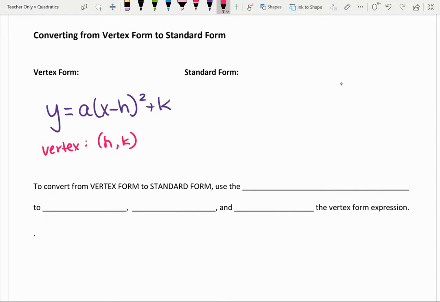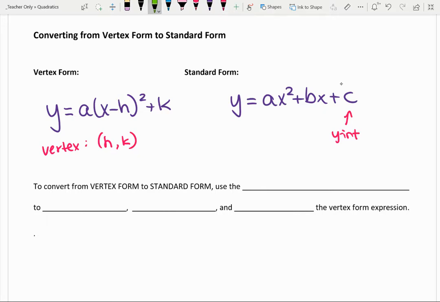Makes a little bit of sense. We get that right from the h and the k values. Standard form looks like y equals ax squared plus bx plus c, and our helpful little value is that c value, which gives us the y-intercept for free.